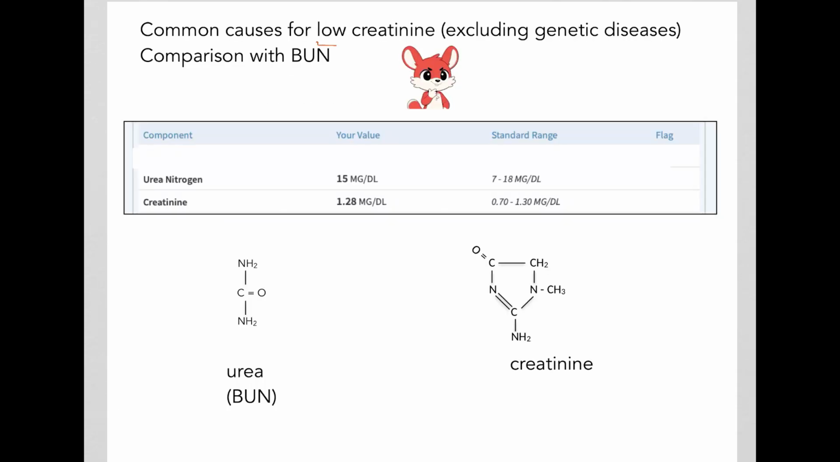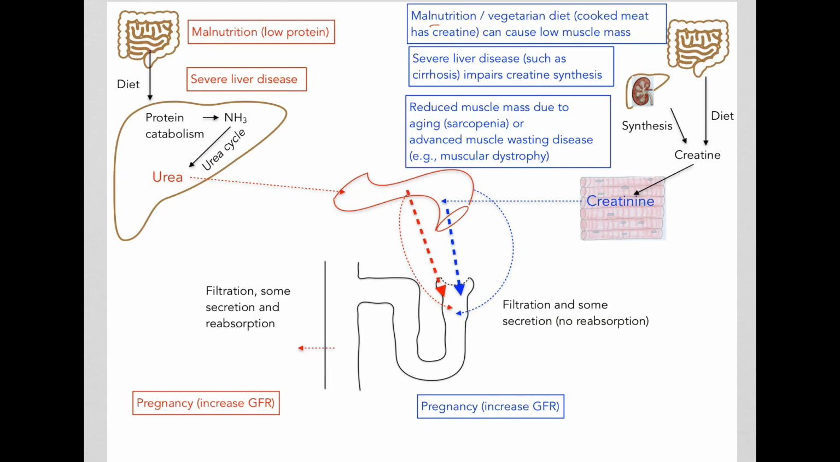What about low creatinine, or what are the common causes of low creatinine? Malnutrition or vegetarian diet, where people don't eat meat because, as mentioned earlier, meat has creatinine, as well as cooked meat has creatinine. Vegetarians in general have lower muscle mass compared to meat eaters.